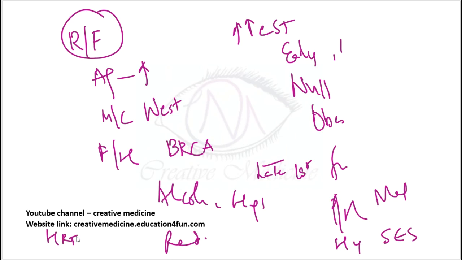So the main risk factors are: age, it increases with age. Country of birth, most common in Western countries. Family history and genetic risk factors like BRCA. Hyperestrogenemia like early menarche and late menopause. Nulliparity and obesity. Late full-term pregnancy. Alcohol, high fat diet, personal history of malignancy like contralateral breast cancer, ovarian and endometrial cancer, previous benign breast disease, high socioeconomic status, radiation exposure, and hormone replacement therapy.